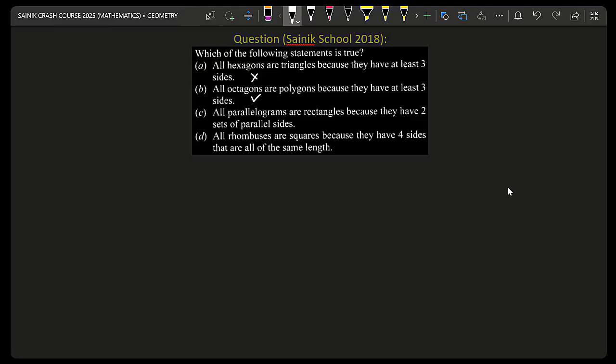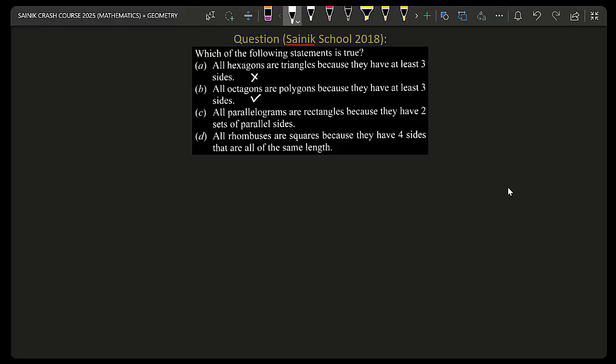Manaswini, can you read option C? Read option C. All parallelograms are rectangles because they have 2 sets of parallel sides. What do you think, true or false? Sir, true, sir. Why true? Can you explain? Sir, sorry, sir, wrong, false. Why false? Can you explain?